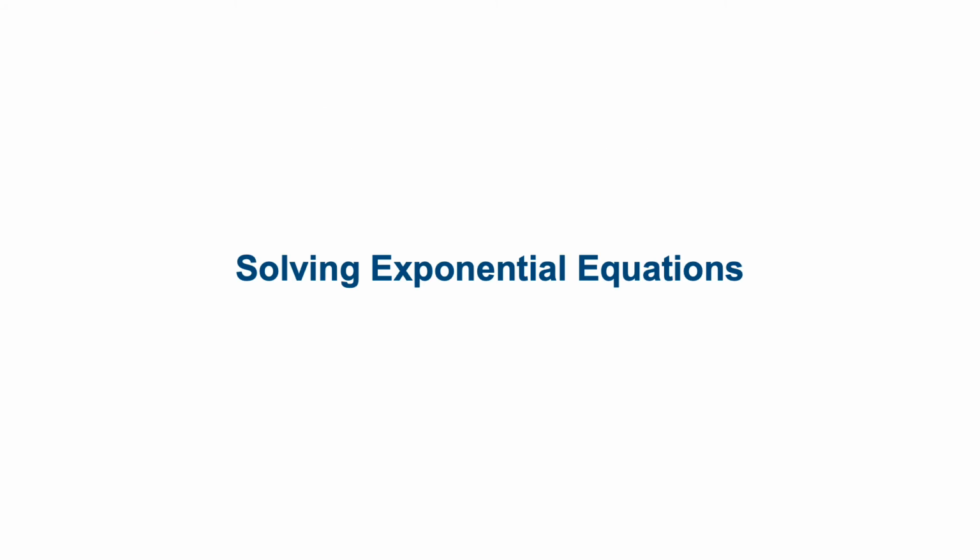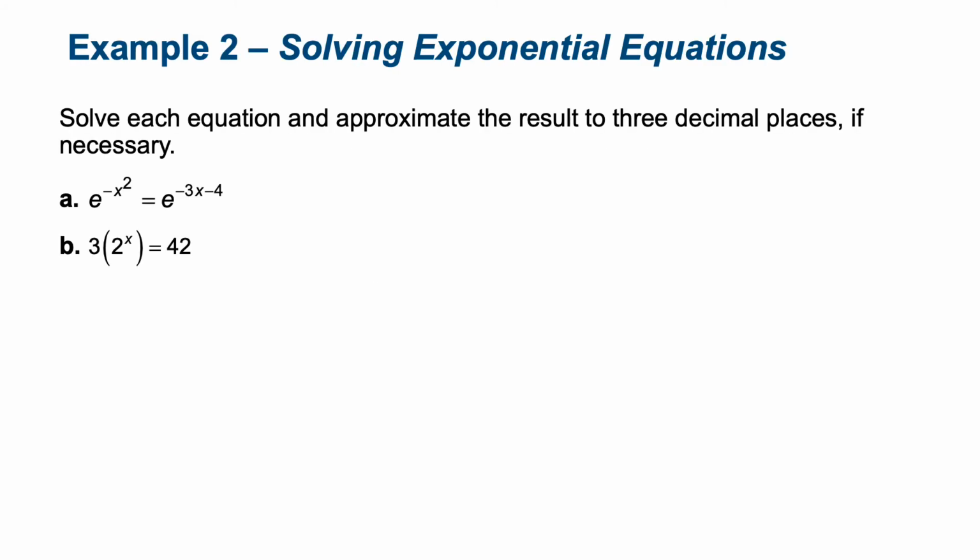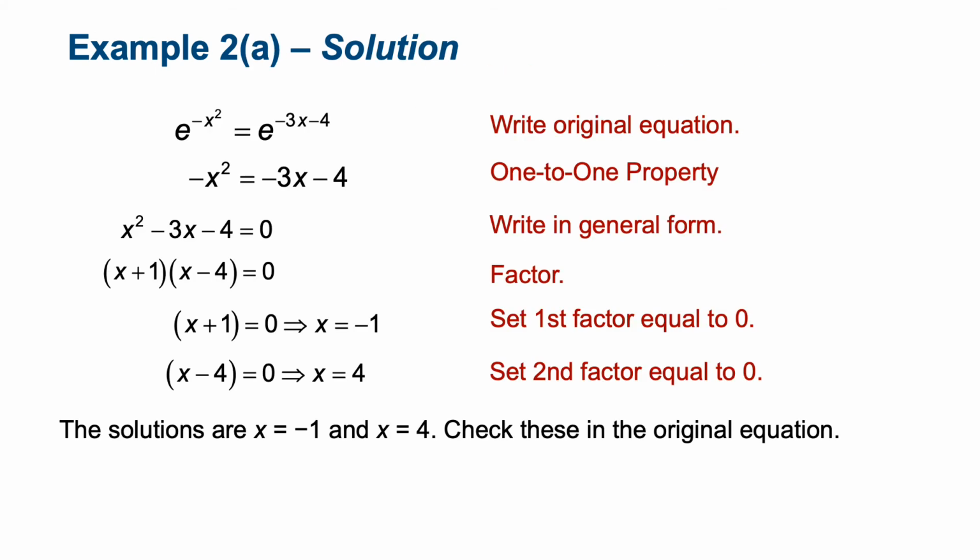Okay, so let's continue. Solving exponential equations. Let's solve each equation and approximate the results to 3 decimal places if necessary. Here you have e to the negative x squared equals e to the negative 3x minus 4, and then you have 3 times the quantity 2 to the x is equal to 42. So for the first one, we have e to the negative x squared is equal to e to the negative 3x minus 4. That's the original.